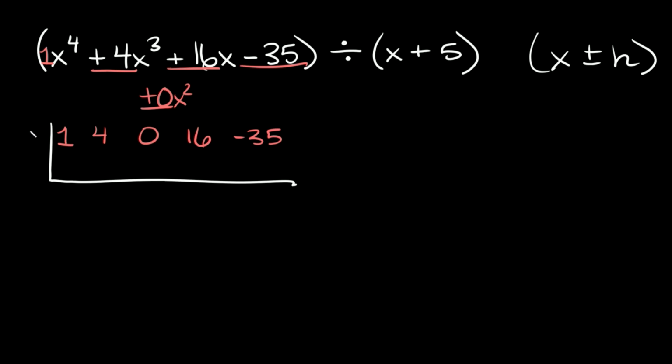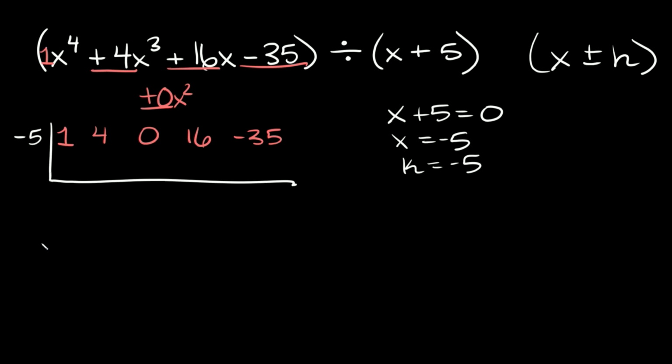And then the other thing to set up the problem is just finding that k value. To find that, we just have to set whatever we're dividing by equal to 0. So x plus 5 is equal to 0, so x is equal to negative 5. That means k is equal to negative 5. So that's the number we're going to put right here. Those are the 2 steps to set up the problem.